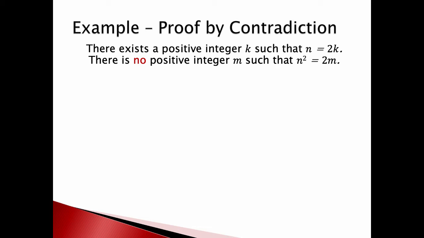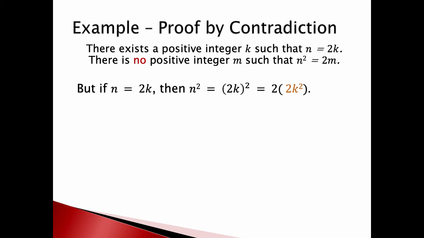Okay. So how do we prove this? Well, we're assuming that there is a positive integer k so that n is 2k. There's no positive integer m so that n squared is 2m. Okay, but then what happens? We start doing our calculations now. If we're assuming that n was 2k, then of course n squared has to be 2k squared. And if you play around with that, that's 4 times k squared, which means it's 2 times 2k squared. So if I rewrite with the parentheses, I get 2 times parentheses 2k squared.